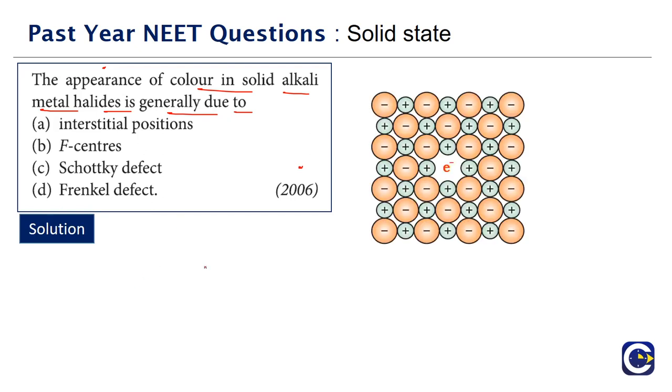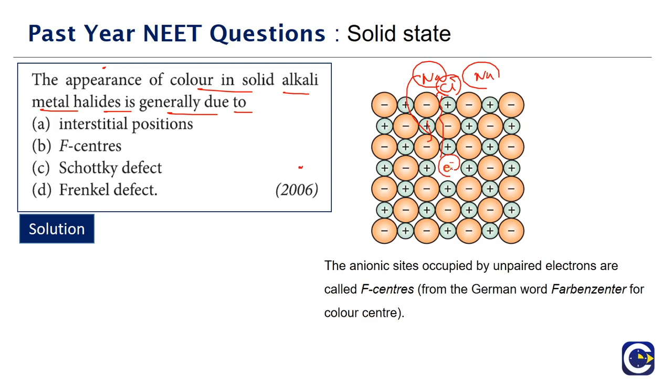So if you have an alkali metal halide, generally sodium chloride, and the vapors of the metal are made to settle above the surface, they will attract the ions from inside the lattice, and here the Na will release an electron. The electron will go and occupy the site where the chloride was previously. These anion sites, which are occupied by unpaired electrons, we call F centers.